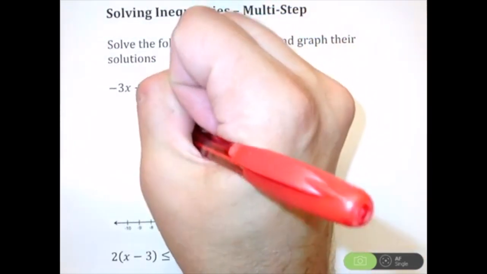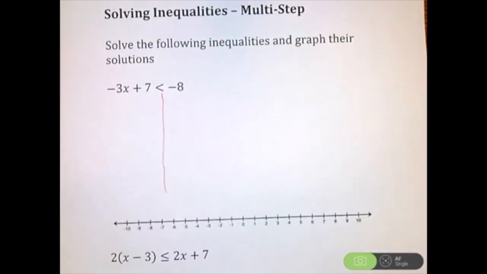So again, we're just going to solve this just like it's an equation. We just have to be mindful it is an inequality. There's going to be usually more than one solution, but not all the time. And we have to be careful of multiplying and dividing by a negative number.